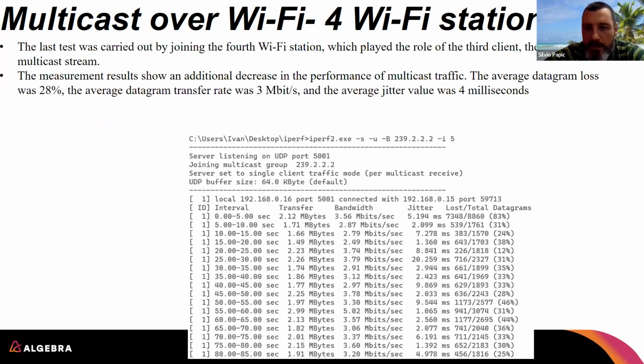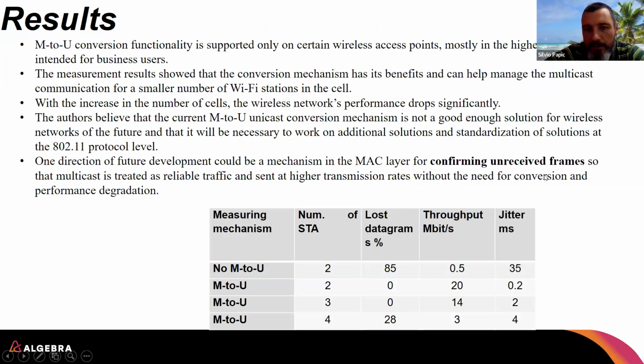But as we added more Wi-Fi stations, so for example, this is with 4 Wi-Fi stations in total, it's clear that this mechanism is not adequate. It will work when you have 1 or 2 stations, but if you have more than that, the transfer rates are very degraded, and in this case it was 28% average datagram loss. So it is clear that something else should be done in order to solve this issue of multicast traffic over Wi-Fi networks.